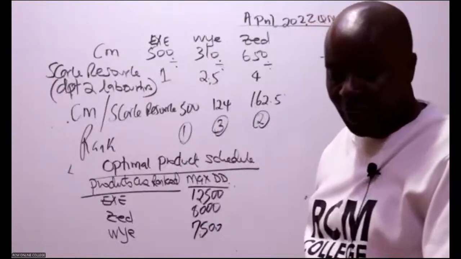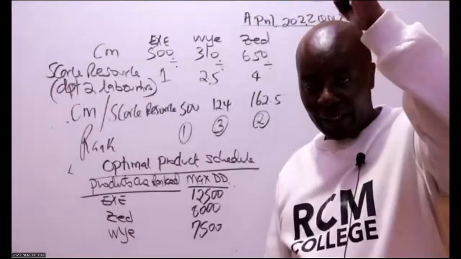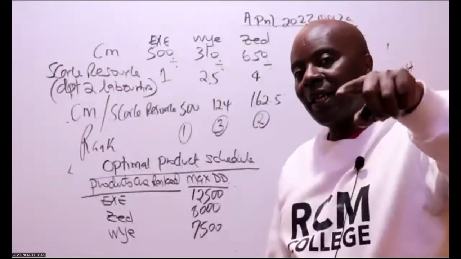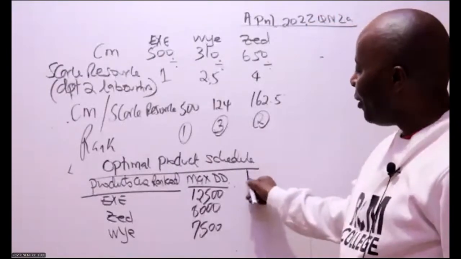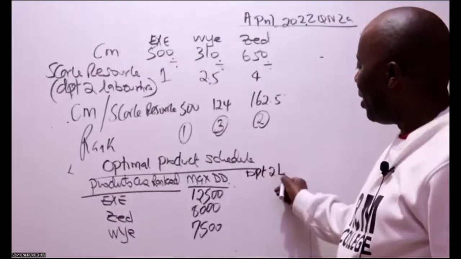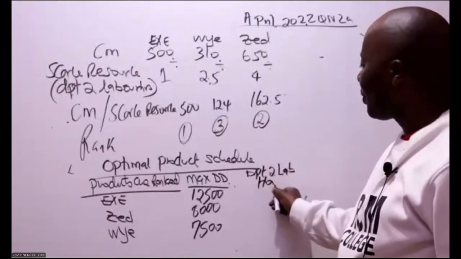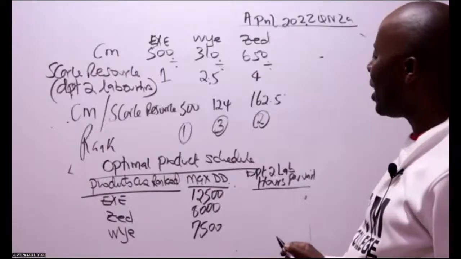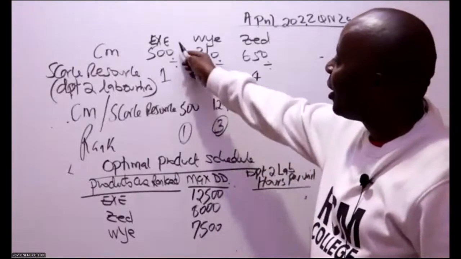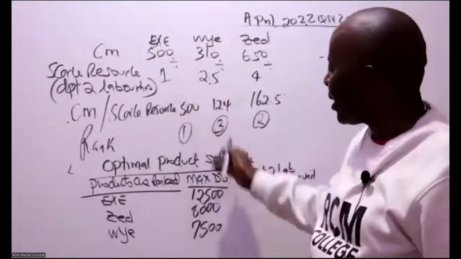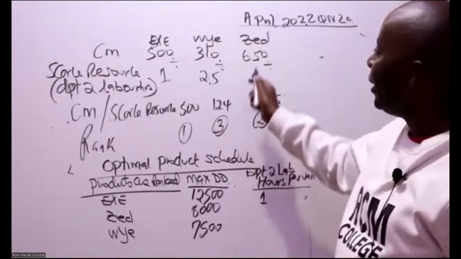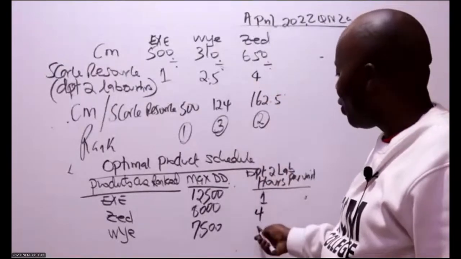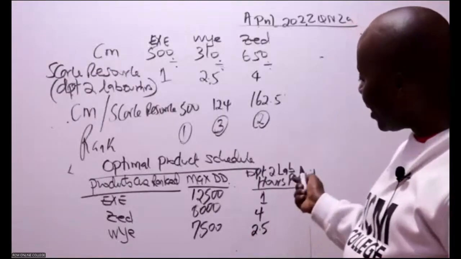Now, after that, remember, this is our ceiling. So our aim is to see how far the scarce resource will take us. So we have here scarce resource, Department 2 labor hours. Remember, this will be per unit at first. So Department 2 labor hours per unit. Are you able to see for X? It's normally from this table. So for X, I can see 1. And then for Z, I can see 4. And for Y, I can see 2.5.